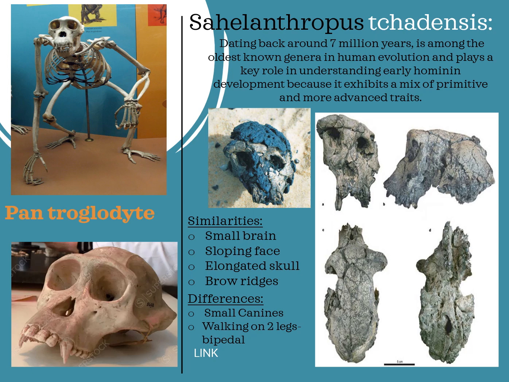Now, Pan troglodytes and Sahelanthropus tchadensis share several similarities, including a small brain size, which is even slightly smaller than that of the modern-day chimpanzee. Both species have a sloped face and a very pronounced brow ridge that extends much further than in Homo sapiens. Additionally, Sahelanthropus' skull is elongated, which is common with chimpanzees.